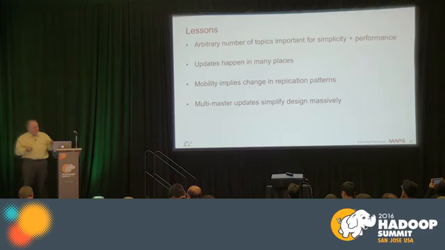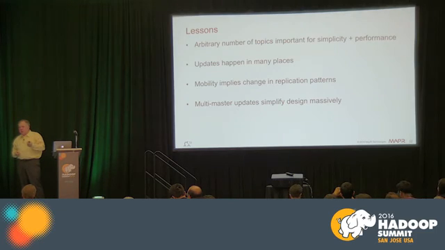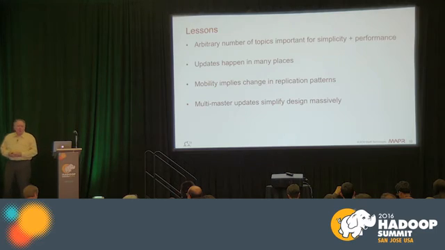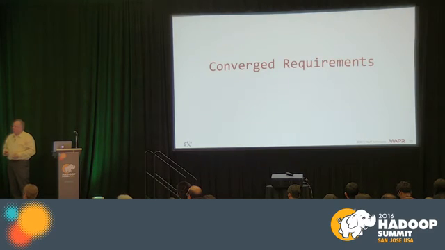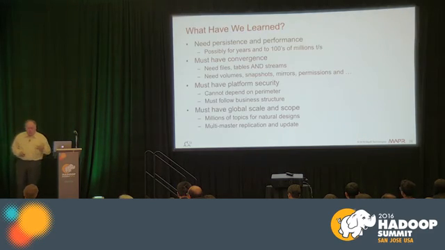So the lessons to this are: updates must be multi-master. You need to be able to update a single topic in different places at different times. You have to have an arbitrary number of topics in order to make this architecture simple. Mobility implies change. So I'd like to talk a little bit about the converged requirements.